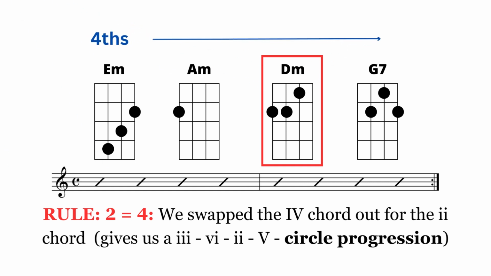So we got E to A: E, F, G, A, that's a 4th. A to D: A, B, C, D, that's a 4th. D to G: D, E, F, G, that's a 4th. And then if we go back and resolve to our C chord: G, A, B, C. That's a 4th too. So if we start on that E minor, we're going all the way backwards around that circle of fifths till we get to the C chord. That's a circle progression. These are used all the time in all kinds of music.